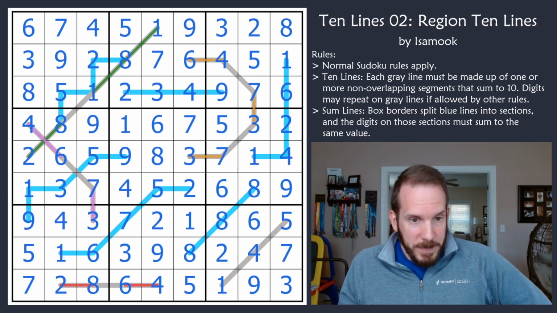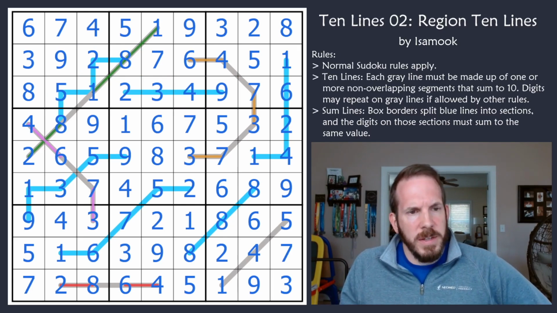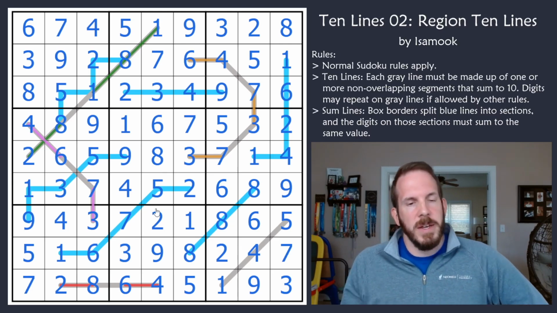Fun puzzle. Definitely on the trickier side, especially some of these spots here, just kind of mixing in these steps with Sudoku with ruling stuff out based on these combination of 10 lines and region sum lines. But had a lot of fun.